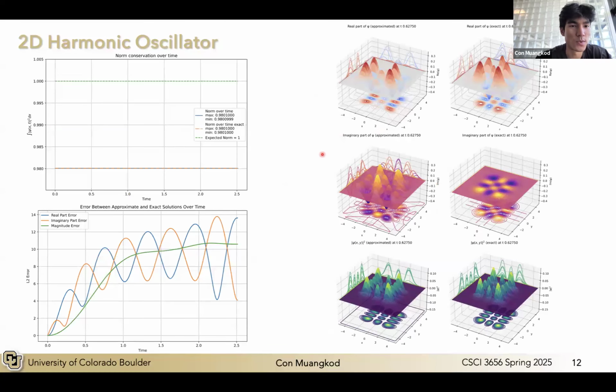So let's take a look at the error. Again, on the right side of this presentation, I have a plot comparing the approximated solution and the exact solution. Specifically, if we look into the imaginary part, we see lots of error between the exact solution and our approximated solution. And if you look at the plot right over here, we see the oscillating behavior again for the error shifting between the real part and the imaginary part. The magnitude of the error also increases over time, which might be the reason why we see a lot of difference between these two plots.